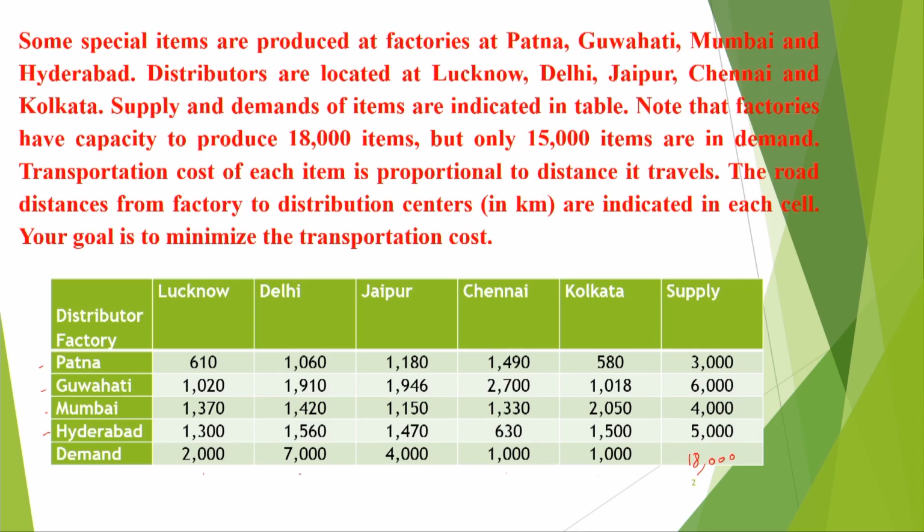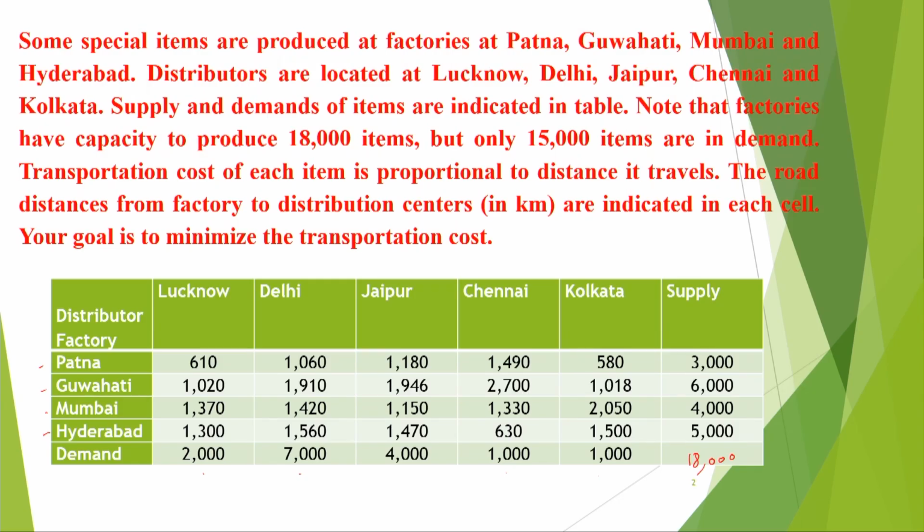The transportation cost of each item is proportional to the distance it travels. I found the distances from Google, like Patna to Lucknow 610 kilometers, Guwahati to Jaipur 1946. So, I have put all that in. Let us assume the transportation cost will also be proportional to kilometers. The road distance from factory to distribution center in kilometers is indicated in each cell. Now, your goal is to minimize the transportation cost.